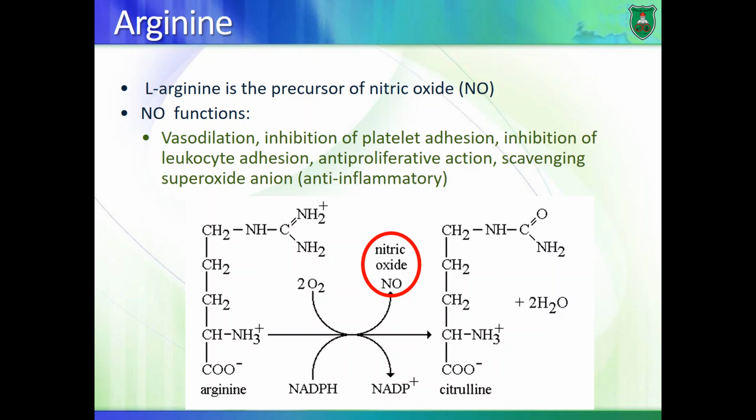Now, arginine is the precursor of nitric oxide. Nitric oxide is a small molecule. It's a gas. It has a huge effect on endothelial cells and blood vessels. It has a very short half-life. We'll talk about it later on in the third year, inshallah, in the CNS module. Now, nitric oxide functions in vasodilation. It inhibits platelet aggregation and adhesion. It inhibits leukocyte adhesion. It has anti-proliferative action. It has a wide array of effects on the body.